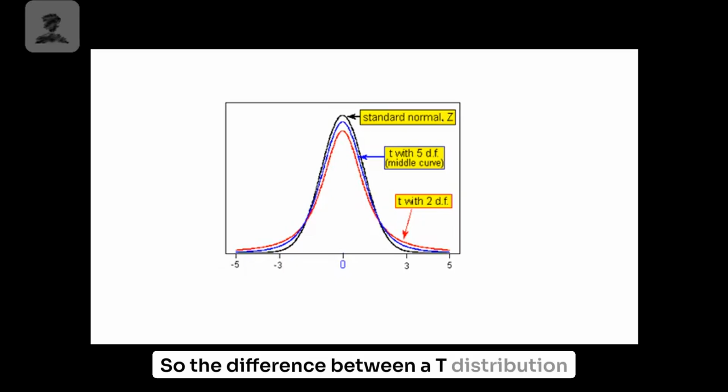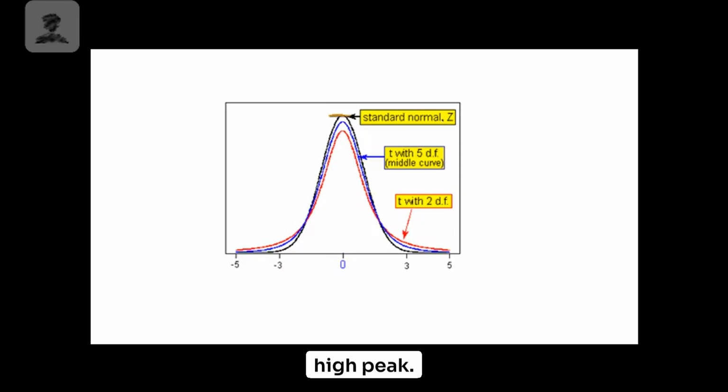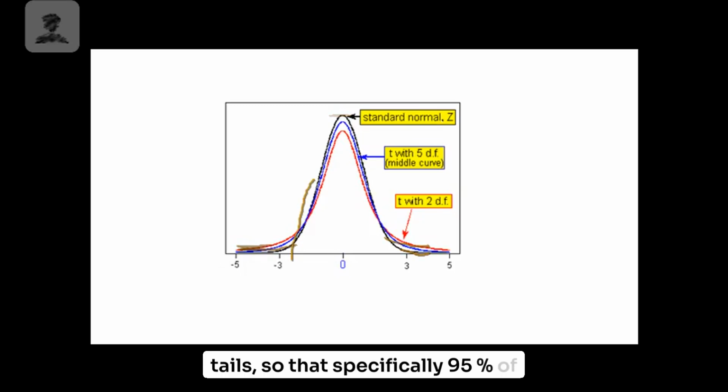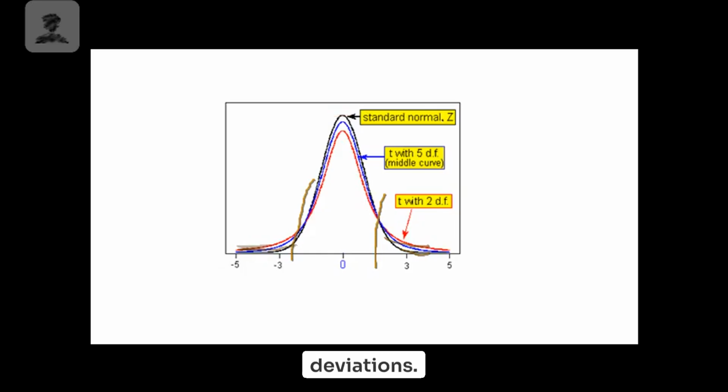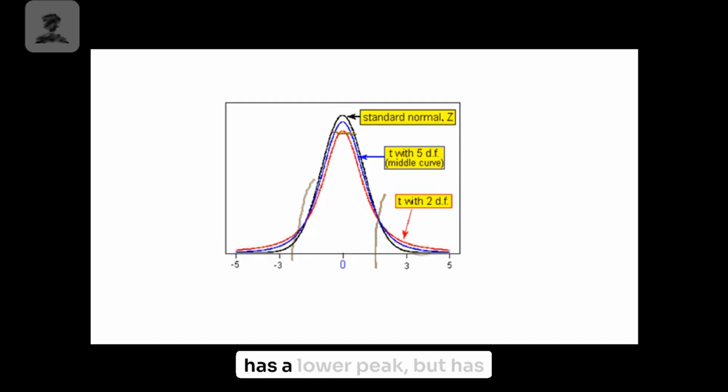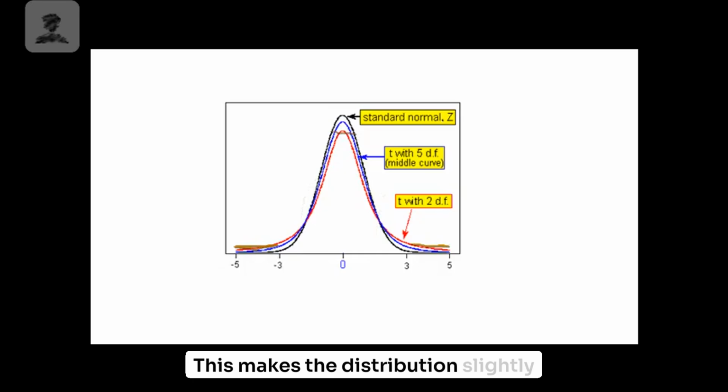So the difference between a T distribution and a Z distribution is that a Z distribution has a high peak and flat tails, as you can see in the black one, so that specifically 95% of observations will fall within two standard deviations. But a T distribution, on the other hand, has a lower peak but has elevated tails. This makes the distribution slightly different, and it's called T distribution. And as you can see, with the increase in the sample size, the T distribution actually approaches closer to the Z distribution.